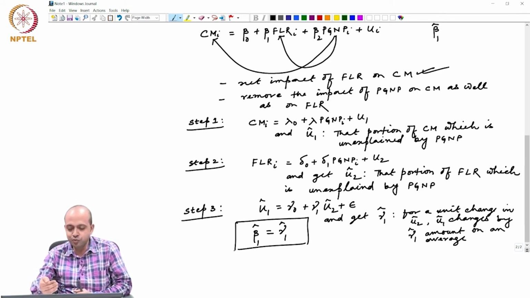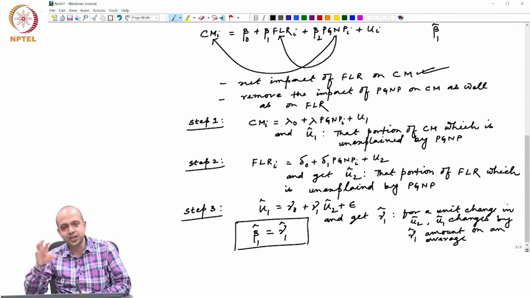And how will you remove? Simply just regress both CM and FLR on PGNP, and then we need to collect the predicted value of the error term. Since the predicted value of the error term captures the impact of omitted variable, that means we can say that at least this portion is not explained by PGNP. We are doing this and then we are regressing one error term on the other so as to get the net impact of FLR on CM, which is nothing but beta 1 hat.